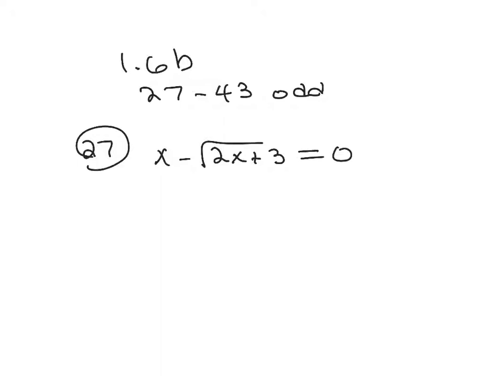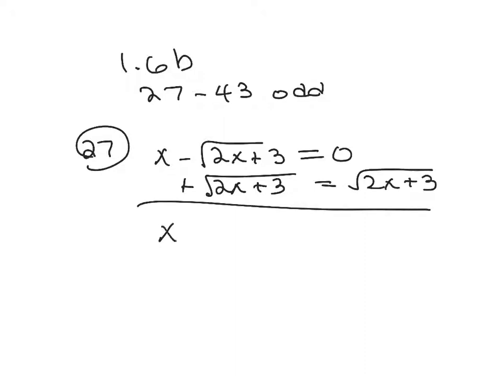My first step is to isolate the radical, so I'm going to add the square root of 2x plus 3 to the other side. I'm left with x is equal to the square root of 2x plus 3. I now need to get rid of the radical. I do that by raising both sides to a power equal to the index. Again, these are all square root problems, so I'm going to square both sides. That will cancel the radical.